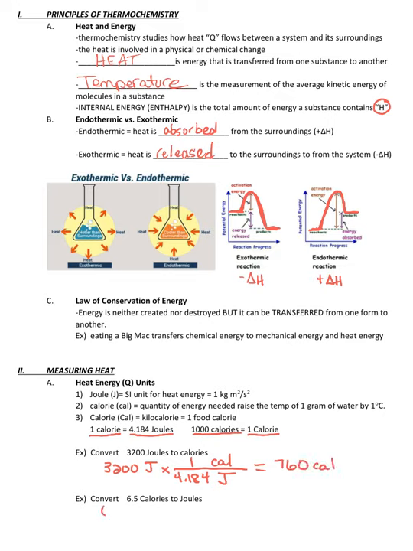The next one, we have 6.5 food calories, and we know 1 food calorie is equal to 1,000 regular calories. And we know 1 regular calorie is equal to 4.184 joules. And this would be 27,000 joules. And that's because 6.5 has 2 sig figs.